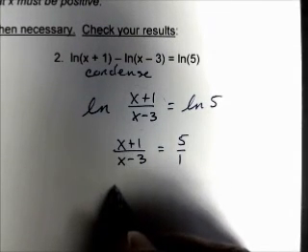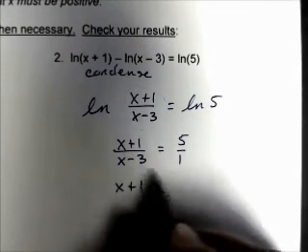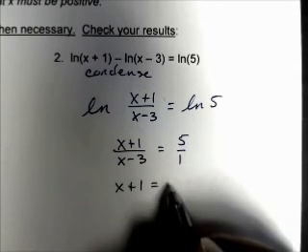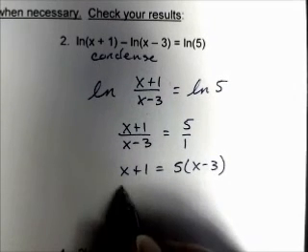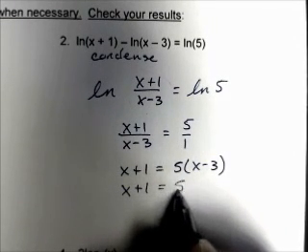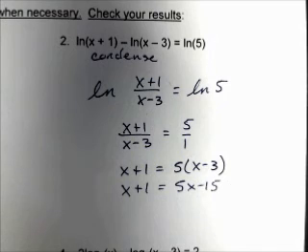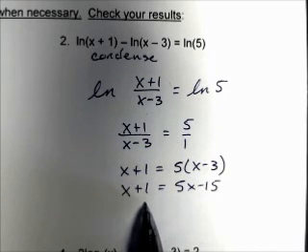Cross multiplying, I have x plus 1 is equal to 5 times (x minus 3). You didn't have to show that step. You could have gone right to the 5x minus 15. All right, this is nice. It's linear. It's not quadratic.